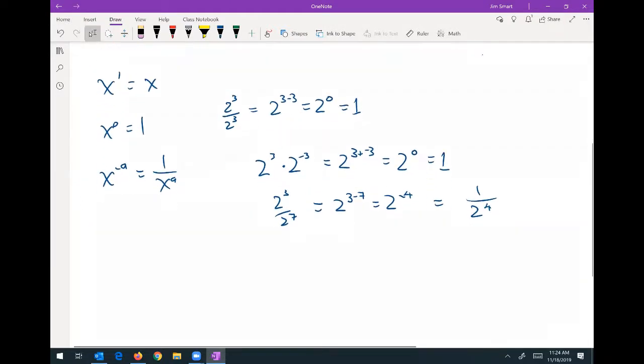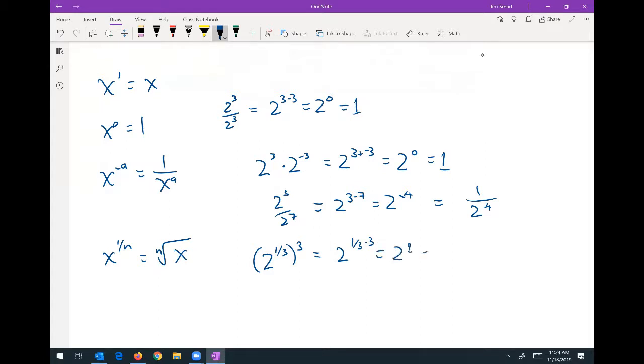Okay. Another one is if you have a fraction, we'll do 1 over n, where n is a positive integer. That means the nth root. Okay. So why does that work? Let's say we had 2 to the 1/3. And let's say we cube that. Then if we cube 2 to the 1/3, that would be 2 to the 1/3 times 3, which is 2 to the first, which is 2.